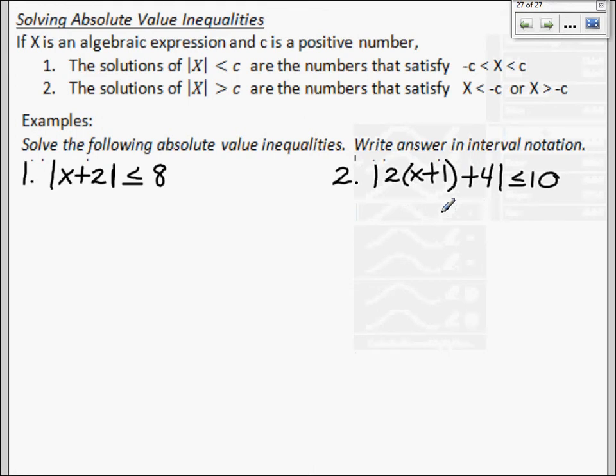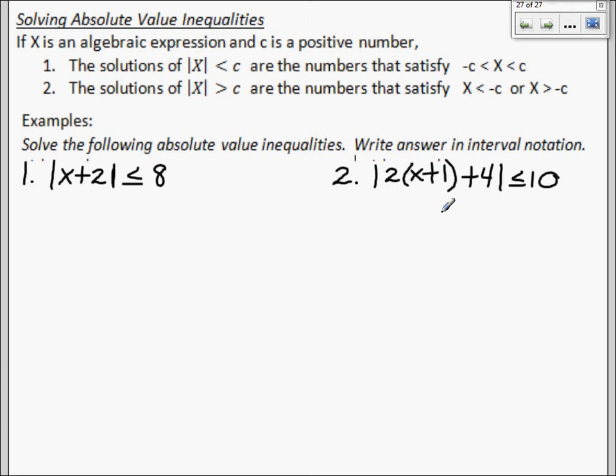Solving absolute value inequalities. If x is an algebraic expression and c is a positive number, for number 1, the solutions of the absolute value of x less than c are the numbers that satisfy negative c is less than x, which is less than c. For 2, the solutions of the absolute value of x greater than c are the numbers that satisfy x is less than negative c or x is greater than c.